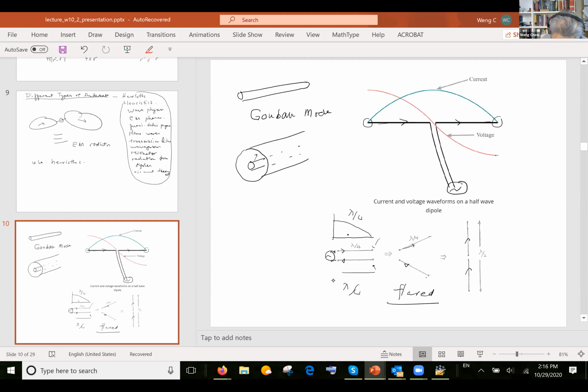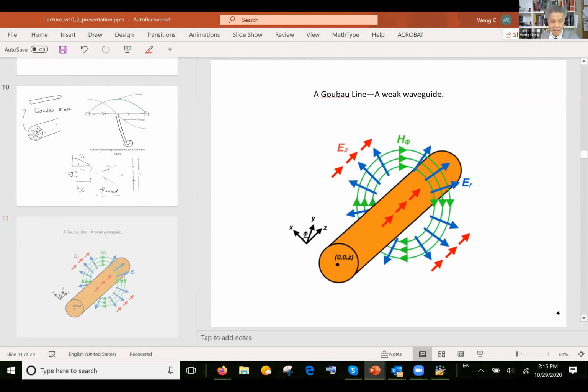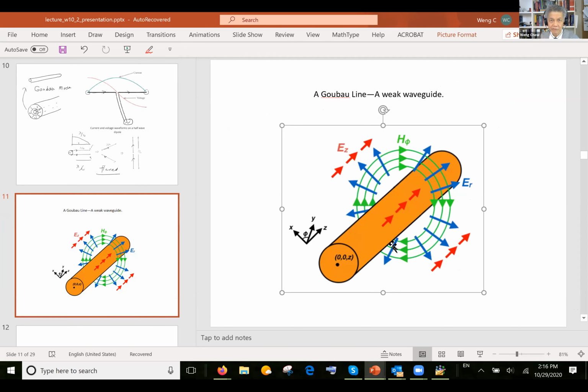The inner conductor is a waveguide, and the electric field will look something like this with the magnetic field going like that. And if you make this outer conductor further and further away, if you make the radius of the coaxial cable bigger and bigger, then the coaxial cable becomes a wire. A wire can still carry a mode, and this is a picture of a Goubau mode.